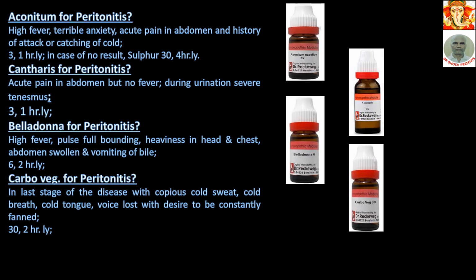Now we are taking homeopathic remedies. Aconitum napellus for peritonitis: high fever, terrible anxiety, acute pain in abdomen and history of attack of catching cold. Potency 3, 1 hourly. In case of no result, Sulfur 30, 4 hourly.